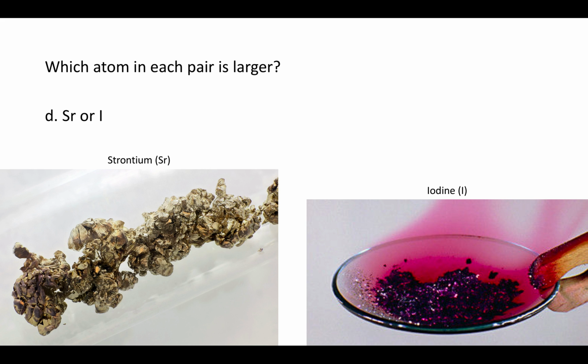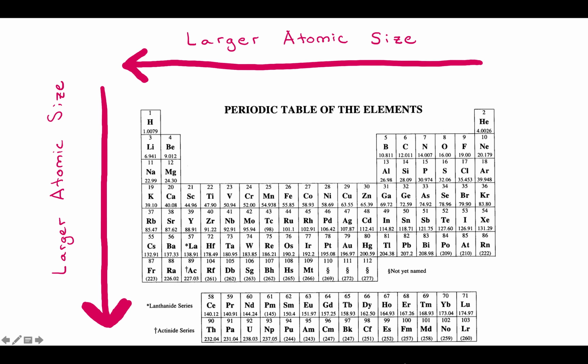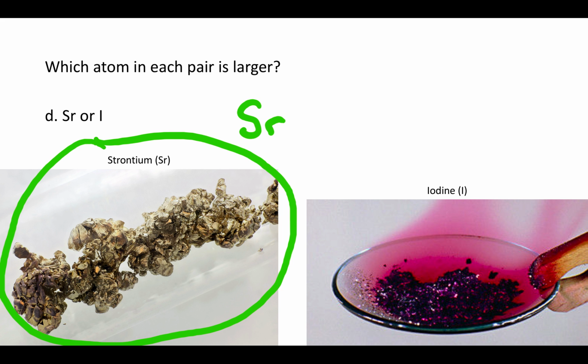Which atoms are larger, strontium atoms or iodine atoms? Where are they? Strontium is right there, iodine on the other side of the periodic table. Because strontium is further to the left, the strontium atoms are going to be larger.